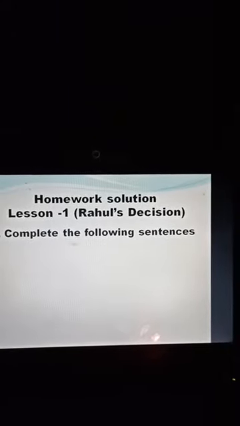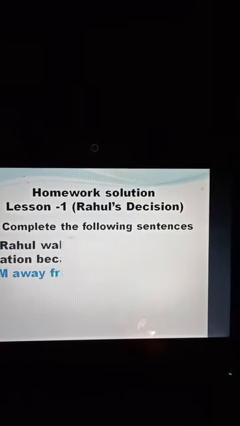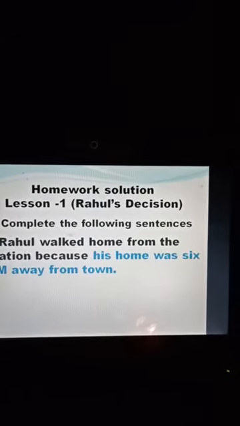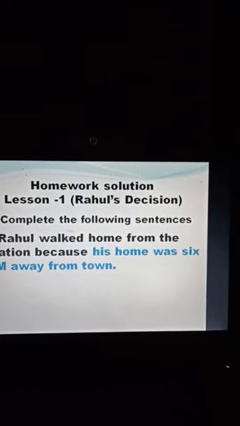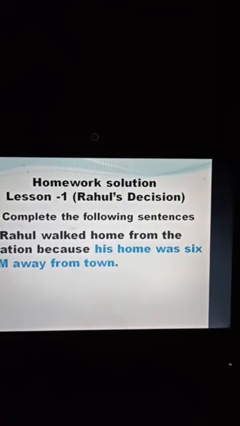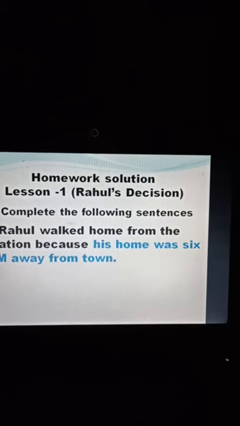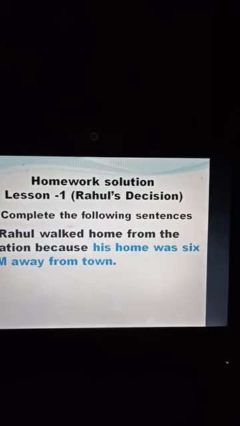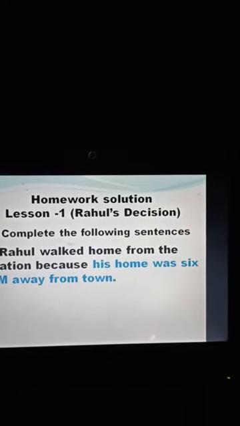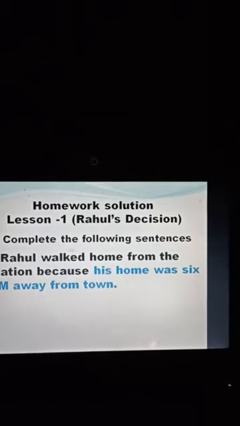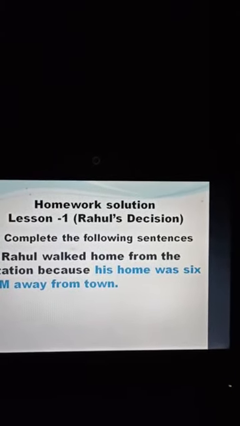I have given you to complete the following sentences. A part. Rahul walked home from the station because. Why did he walk from the station? Because his home was 6 kilometers away from town. There was no vehicle provided to him to go by. That's why he has to walk home.